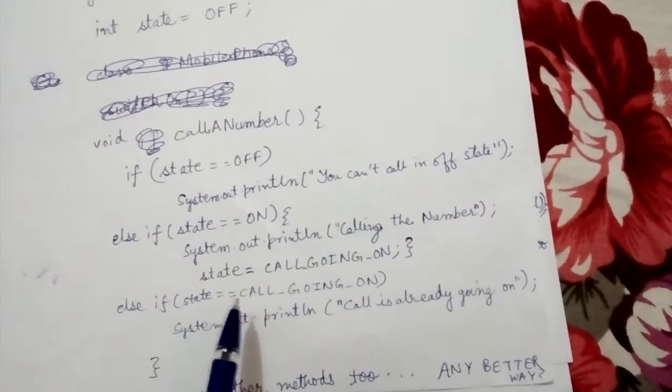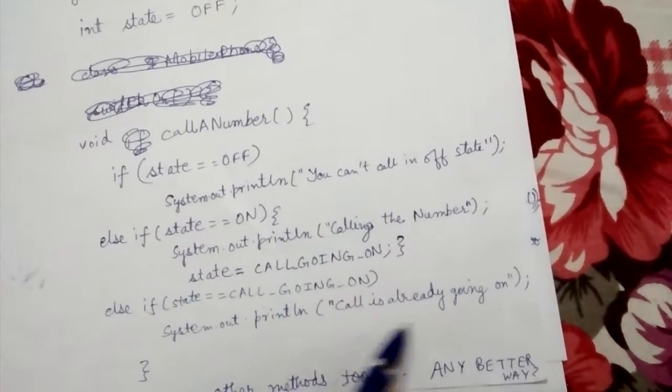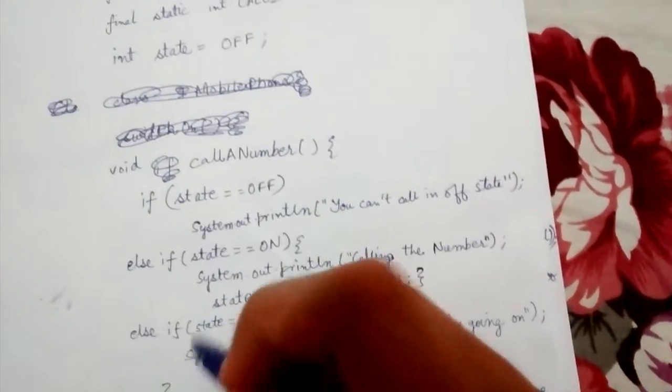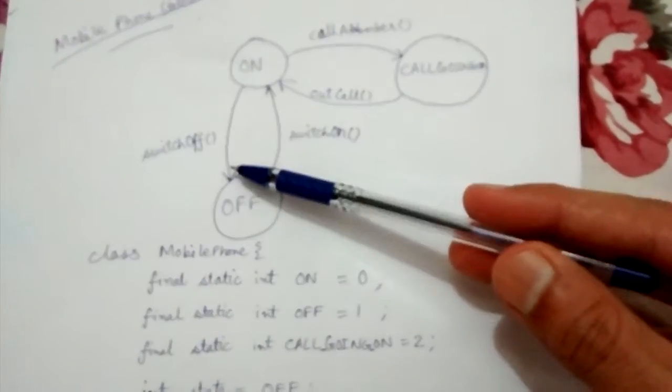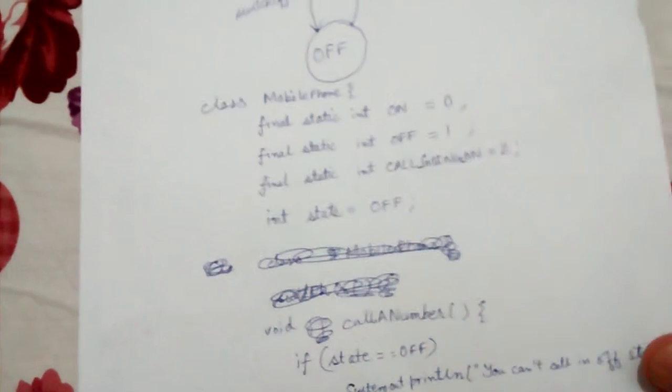Else if state equals call going on, we just print that call is already going on. So this is the call a number method's implementation. Similarly, these cut call, switch on, switch off methods are your homework. Okay, so these can also be implemented similarly.